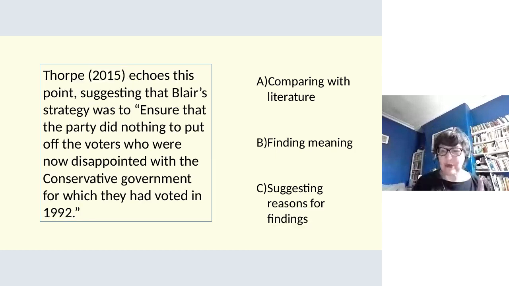And this is from the same dissertation. So again, A for comparing with literature, B for finding meanings, and C suggesting reasons for findings. Oh, I better actually put the poll up, hadn't I? Start a poll. Okay. A, B, and C. So Thorpe 2050 echoes this point, suggesting the Blair strategy was to... And I have also noticed that there probably should also be a page number in there. So any eagle-eyed reference people amongst you?